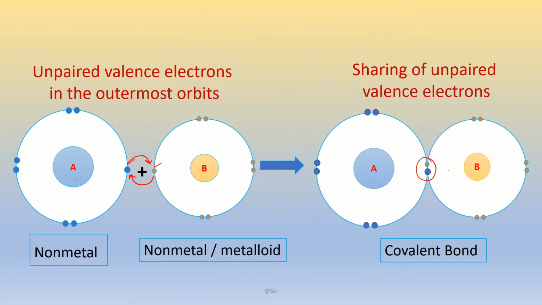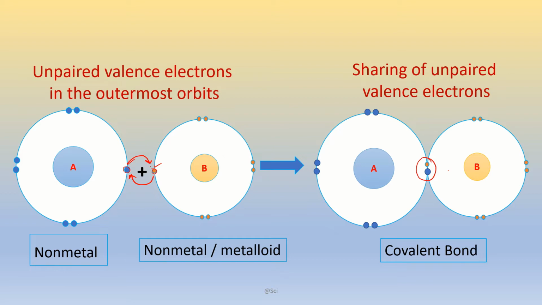Now, if you look at this atom A and atom B, you are going to look at the outermost orbits here, and these are the electrons of atom A. There are seven electrons. There are seven electrons in atom B also. Both of them are non-metal. It could be a metalloid also. Now you will see that there is one unpaired electron. These are called unpaired valency electrons. These are the electrons which are there in the outermost orbits.